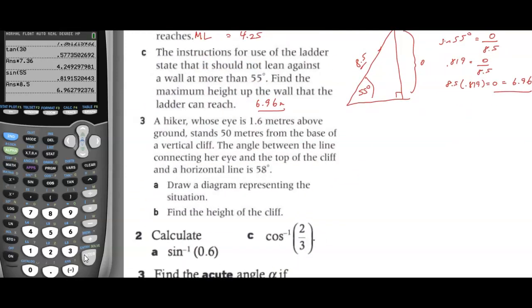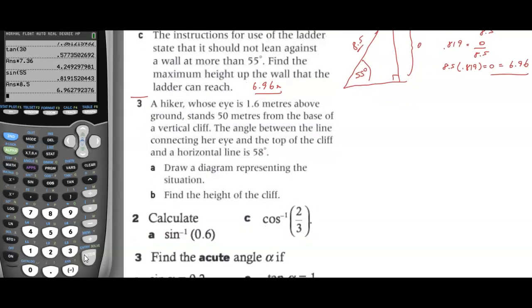Next one. A hiker whose eye is 1.6 meters above ground stands 50 meters from the base of a vertical cliff. The angle between the line connecting her eye and the top of the cliff and a horizontal line is 58 degrees. Okay, so a hiker is 1.6 meters above the ground. She stands 50 meters from the base of a vertical cliff. The angle between the line connecting her eye and the top of the cliff and a horizontal line is 58 degrees.